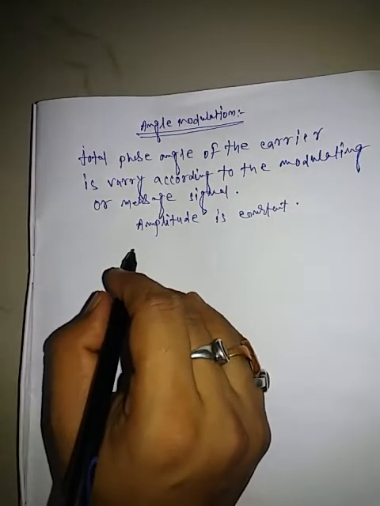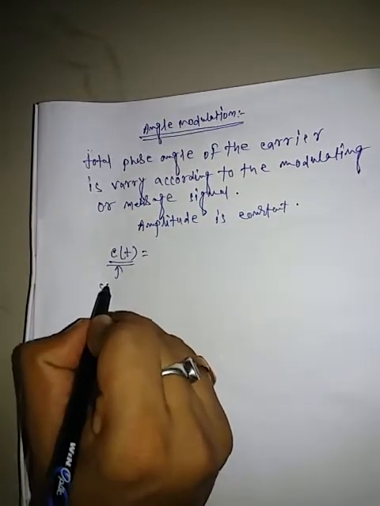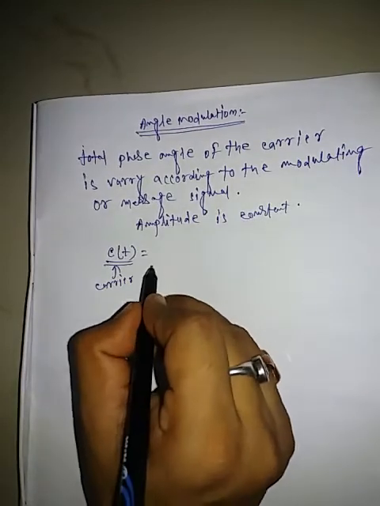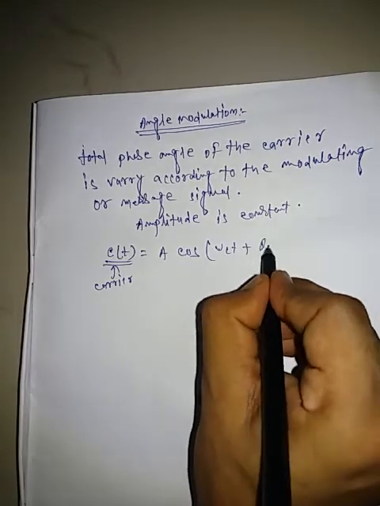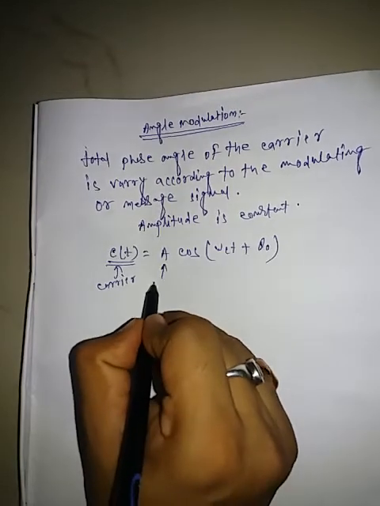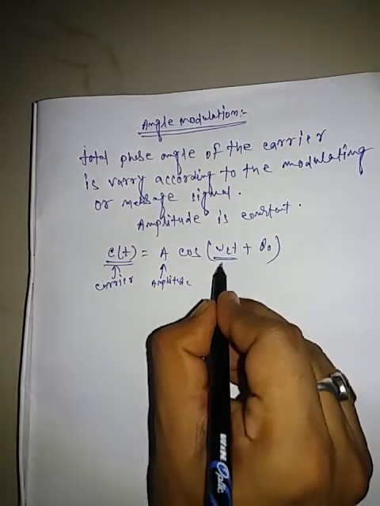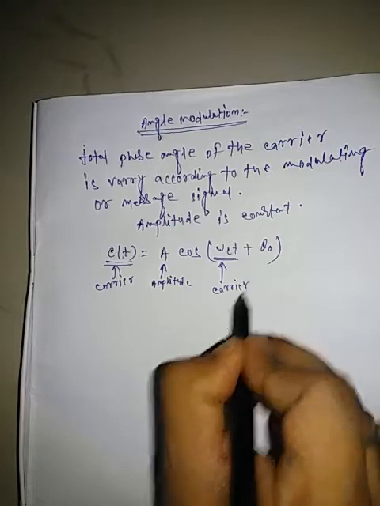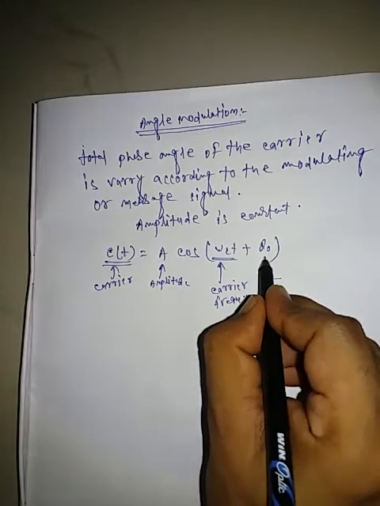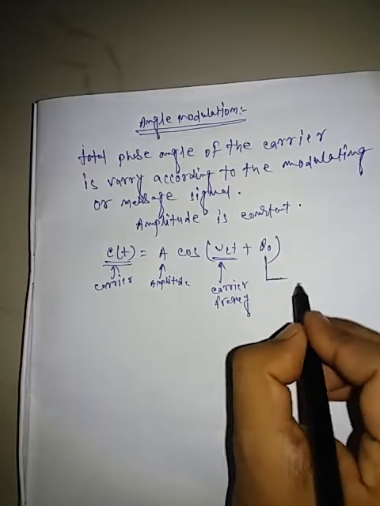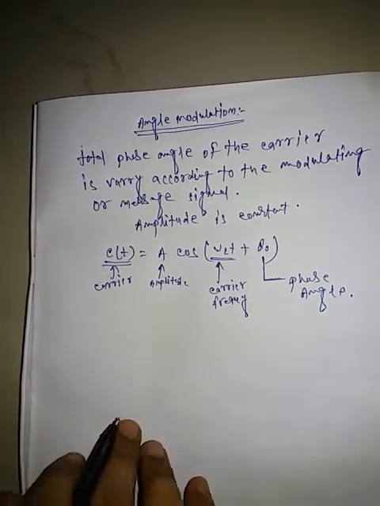So, for example, the carrier signal c(t) is equal to A cos(omega_c t plus theta_0), where A is the amplitude of the signal, omega_c is the carrier frequency, and theta_0 is the phase angle.